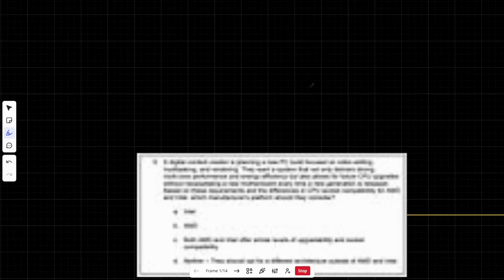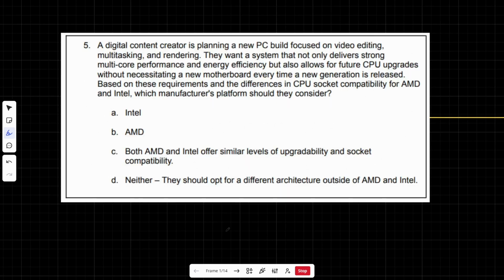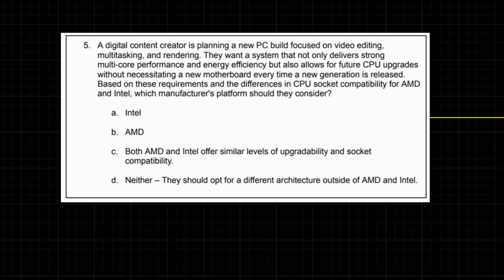Now, next question: a digital content creator is planning a new PC build focused on video editing, multitasking, and rendering. They want a system that not only delivers strong multi-core performance and energy efficiency, but also allows for future CPU upgrades without necessitating a new motherboard every time a new generation is released. Based on these requirements and the differences in CPU socket compatibility for AMD and Intel, which manufacturer's platform should they consider? A. Intel. B. AMD. C. Both AMD and Intel offer similar levels of upgradability and socket compatibility. D. Neither. They should opt for a different architecture outside of AMD and Intel.